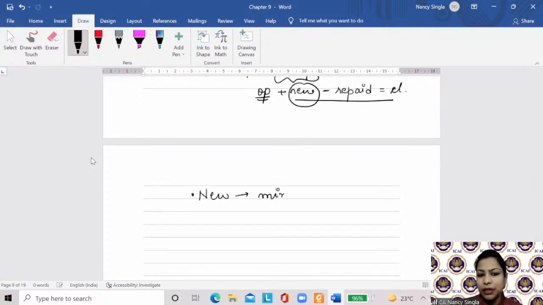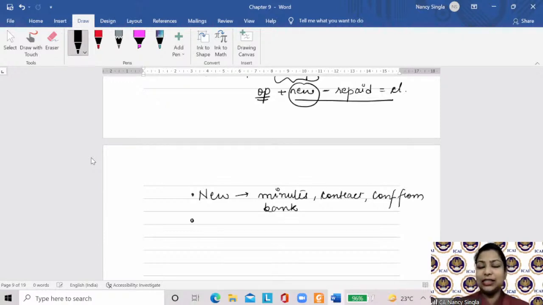Examining the minutes of the meeting, then the contract copies or the agreements, then confirmation from banks or the financial institution. Simple. Okay? Further, whatever balance is coming in the books of accounts, he will trace that balance. He'll compare that balance with the balance that is appearing in the schedule. So I can say trace the closing balance that is coming in your books of account with the closing balance that is coming in your schedule.